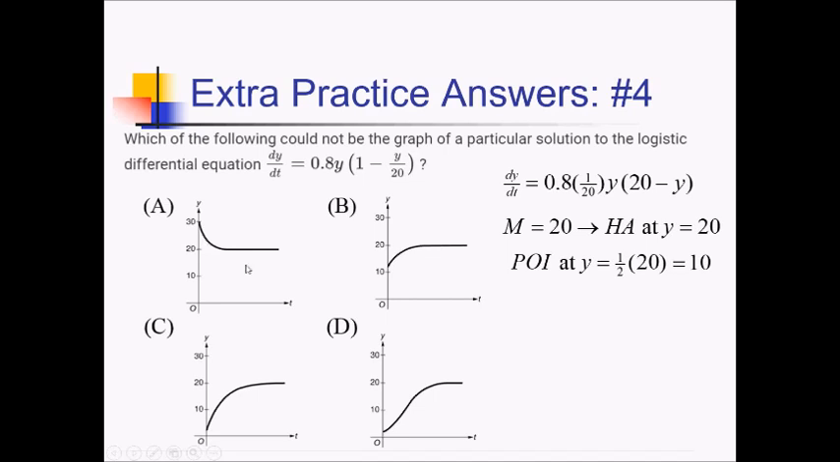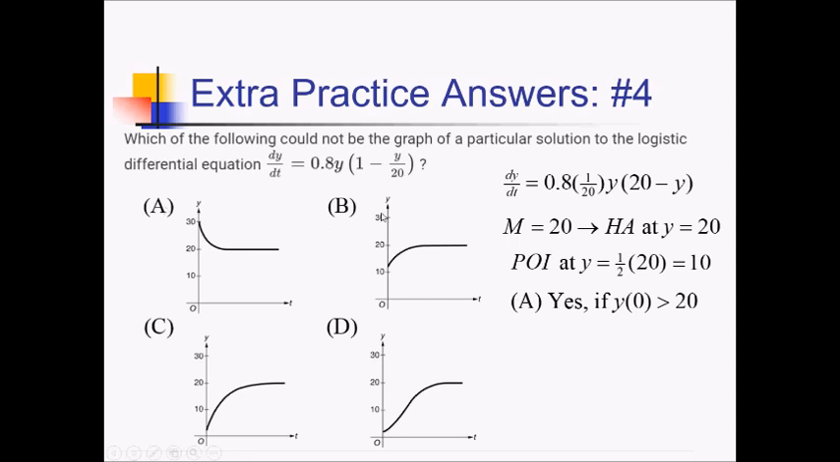However, we can't rule this out as a possible solution to this logistic curve, because one of the things about logistic functions is you have to talk about what the initial value is. If our initial value of y of 0 is a number that's bigger than 20, then your logistic curve is still going to approach your horizontal asymptote, but it's going to do so from above rather than below. So A very well could be the solution to this thing if we have a y of 0 that's larger than 20. So we can't rule A out just yet.